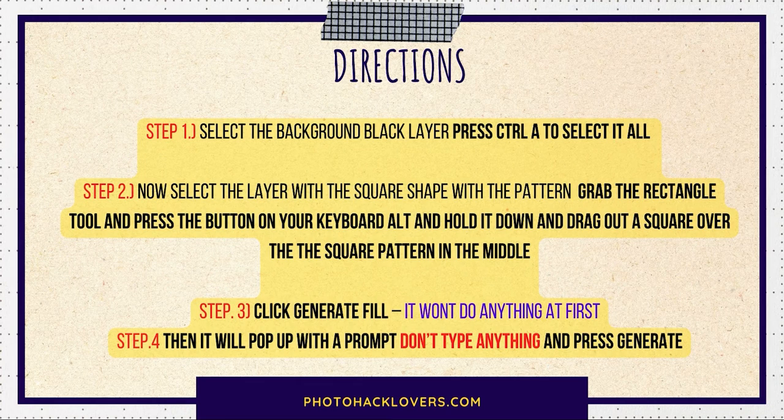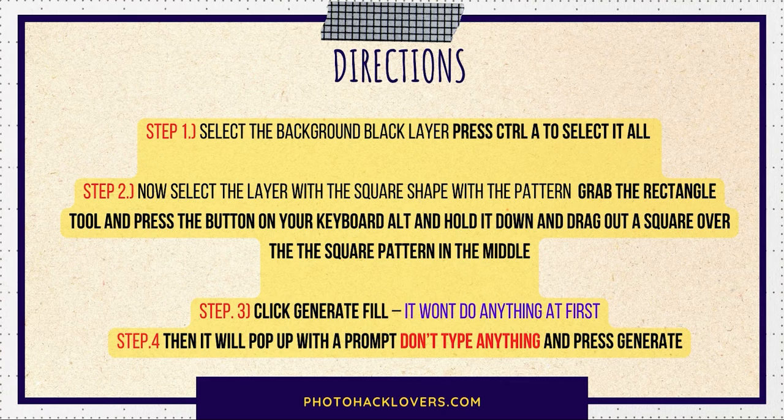Now I'm going to give you these instructions first because it is very difficult to understand before I actually get into the tutorial. So you're going to select the background layer that's black. Press Ctrl A to select it all. Very important that you pay very close attention to these details, because generative fill is not an easy tutorial to grasp. It's a little difficult. After you have selected that, do not deselect it. Make sure that it has the marching ants around the black background.